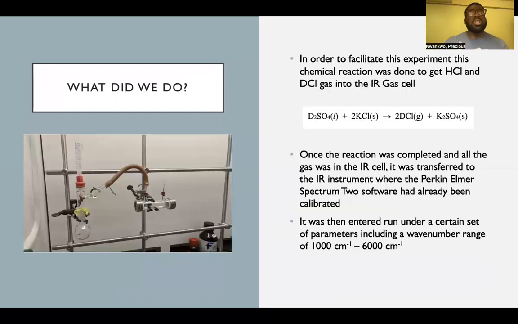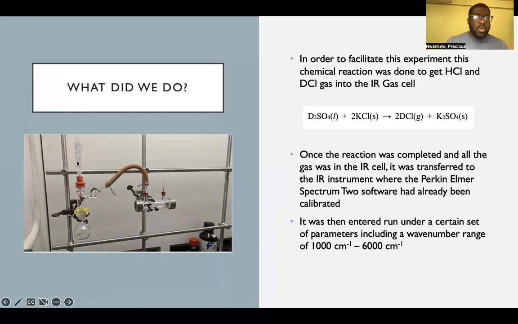So what do we do in order to figure this out? How did we set this up? In order to facilitate this experiment, a chemical reaction using D2SO4 and potassium chloride was done in order to get HCl and DCl into our IR gas cell. So this right here is our IR gas cell. This is our whole reaction apparatus.